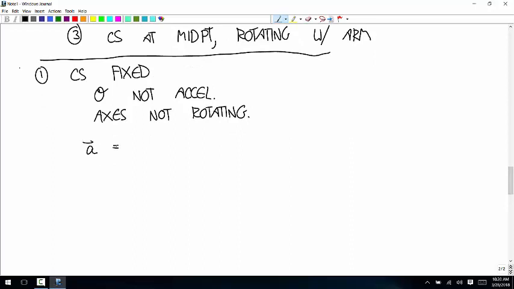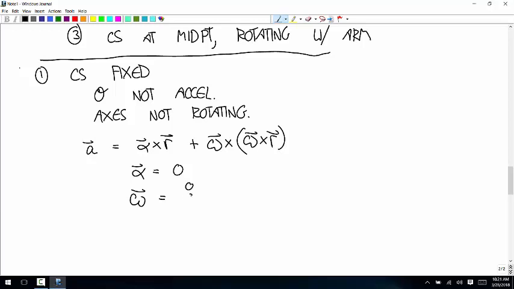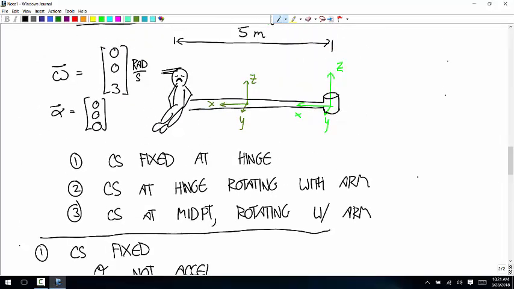So the acceleration is just equal to alpha cross r plus omega cross quantity omega cross r. Alpha is the 0 vector. Omega is 0, 0, 3. The r vector is from the center of the circular motion to the point of interest, where we're just treating the astronaut like a particle. And so that r vector is 5, 0, 0.